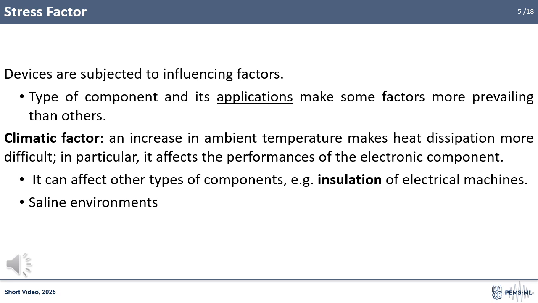Depending on the operational context, the combined effects of these factors may lead to different types of failures. The main influencing factors can be classified into three categories. About climatic factors, an increase in ambient temperature reduces the ability to dissipate heat. This affects not only the behavior of electronic components, but also other types of components, such as the insulation systems of electrical machines.